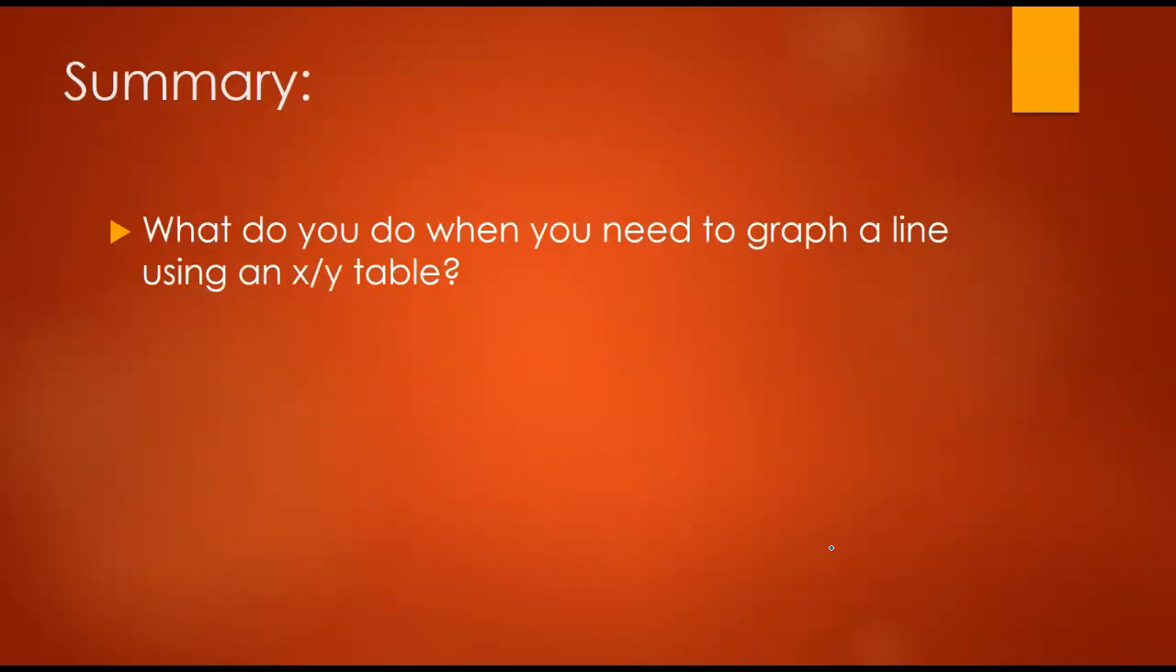For your summary today in your notes, make sure you've written down the steps that you need to follow when you need to graph a line using an XY table. I'll get you started. I would say first, isolate Y. Then let's think about how our table needs to be filled in. Remember, we're going to choose X values. You can make those up. They're whatever you want. Then you're going to substitute. And your last step is to solve. And then graph each point. And then you're going to connect with a straight line.